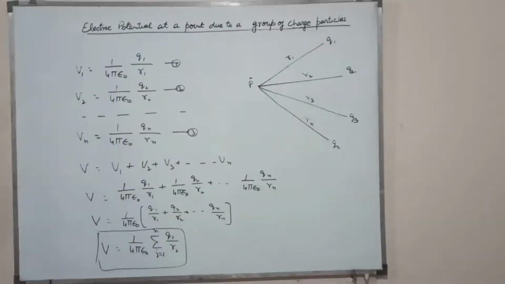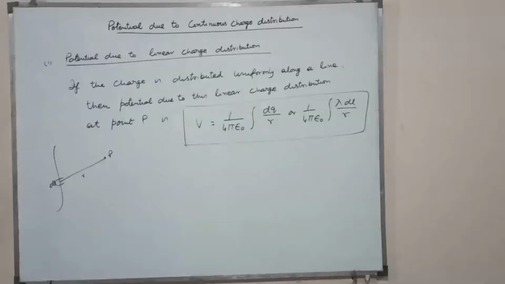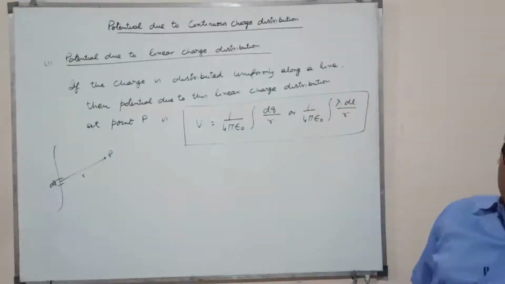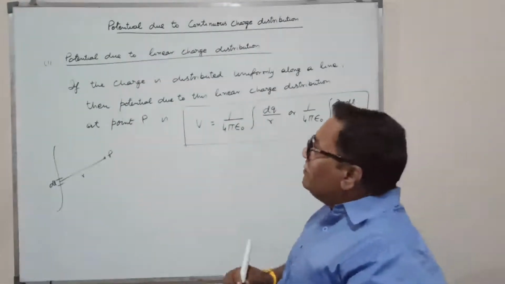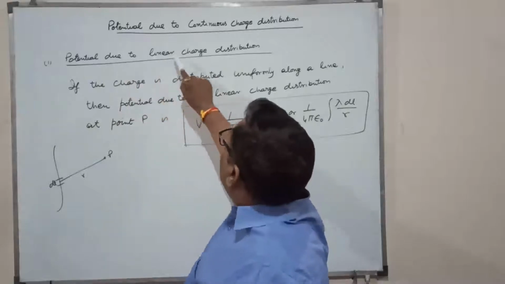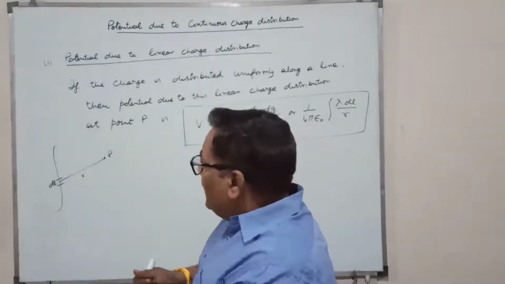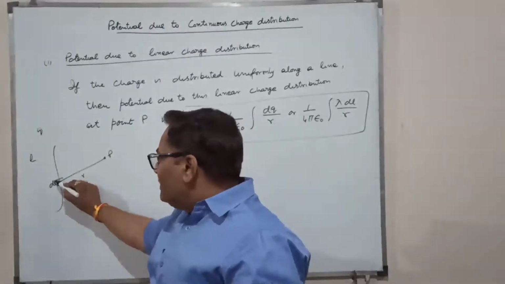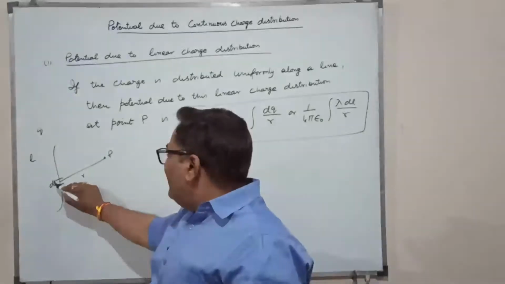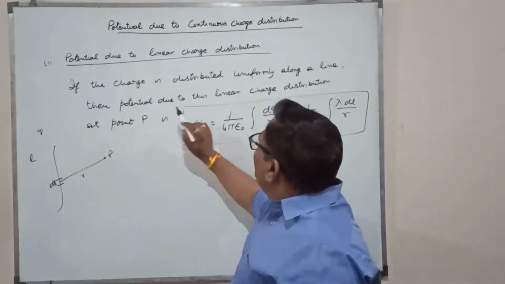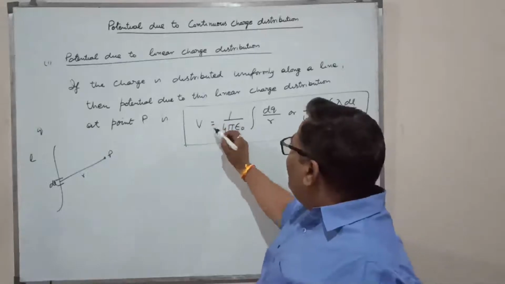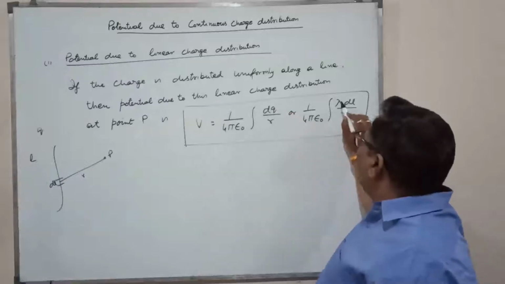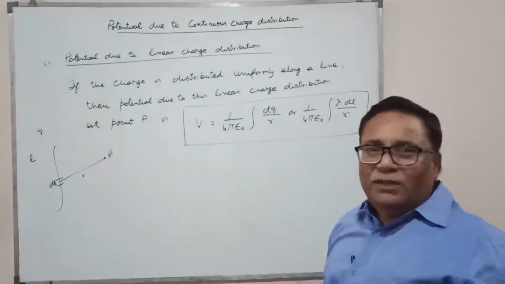Then the next topic is potential due to a continuous charge distribution. As per previous practice, consider the potential due to a linear charge distribution, where charge Q is uniformly distributed over the length L. We consider a small length dl and find the linear charge density. Then in the same way, 1/4 pi epsilon 0 dq upon r, and dq is lambda dl, as we have calculated in previous expressions.